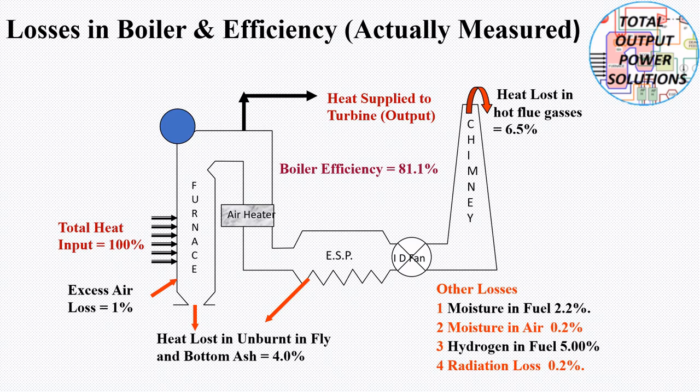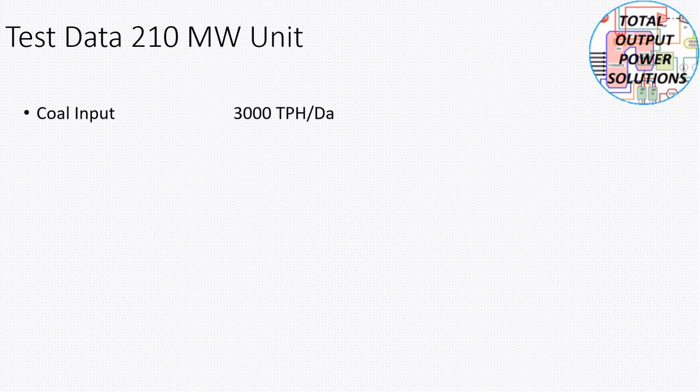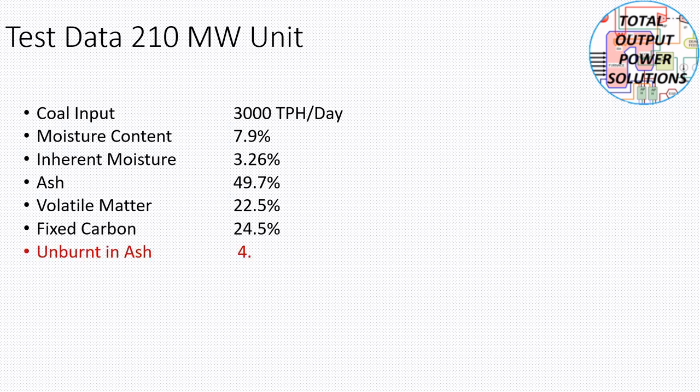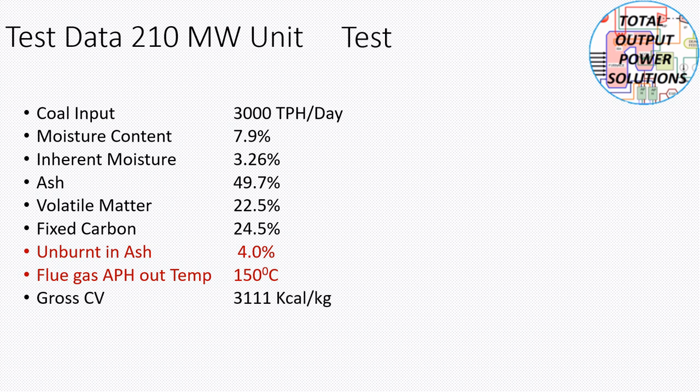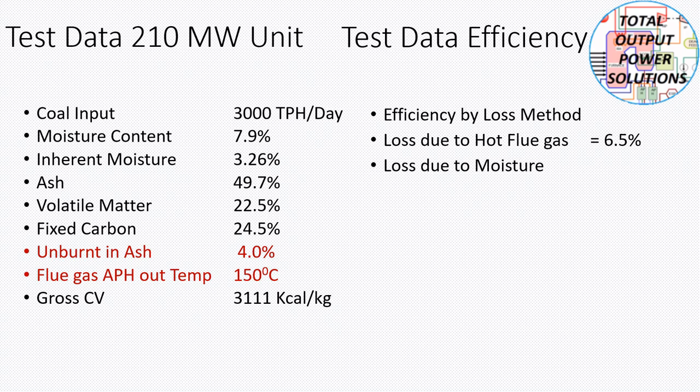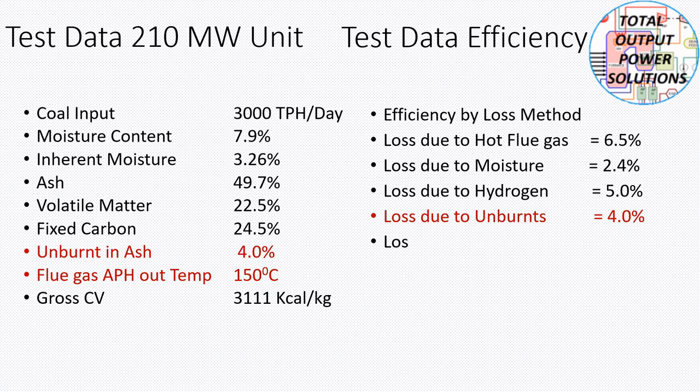The test data for a 210 megawatt unit: the coal input per day was 3000 tons per day. The coal quality was moisture content 7.9%, inherent moisture 3.26%, ash 49.7%, volatile matter 22.5%, and fixed carbon around 24.5%, totaling to 100. Then the unburnt in ash, the test samples were taken, and there we found that it was 4%, and the flue gas APH outlet temperature was 150 degrees centigrade.